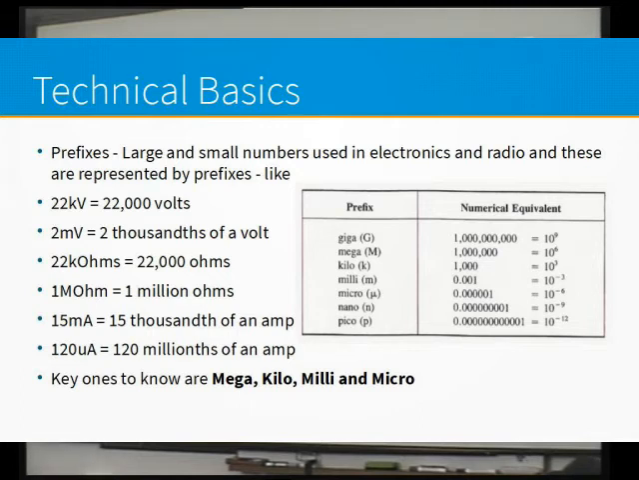22 kilo ohms, 22,000 ohms, so that's a resistor value. An even bigger resistor value, 1 mega ohm, is 1 million ohms. 15 milliamps, or 15 thousandths of an amp, and even smaller, 120 microamps, or 120 millionths of an amp, really, really small.